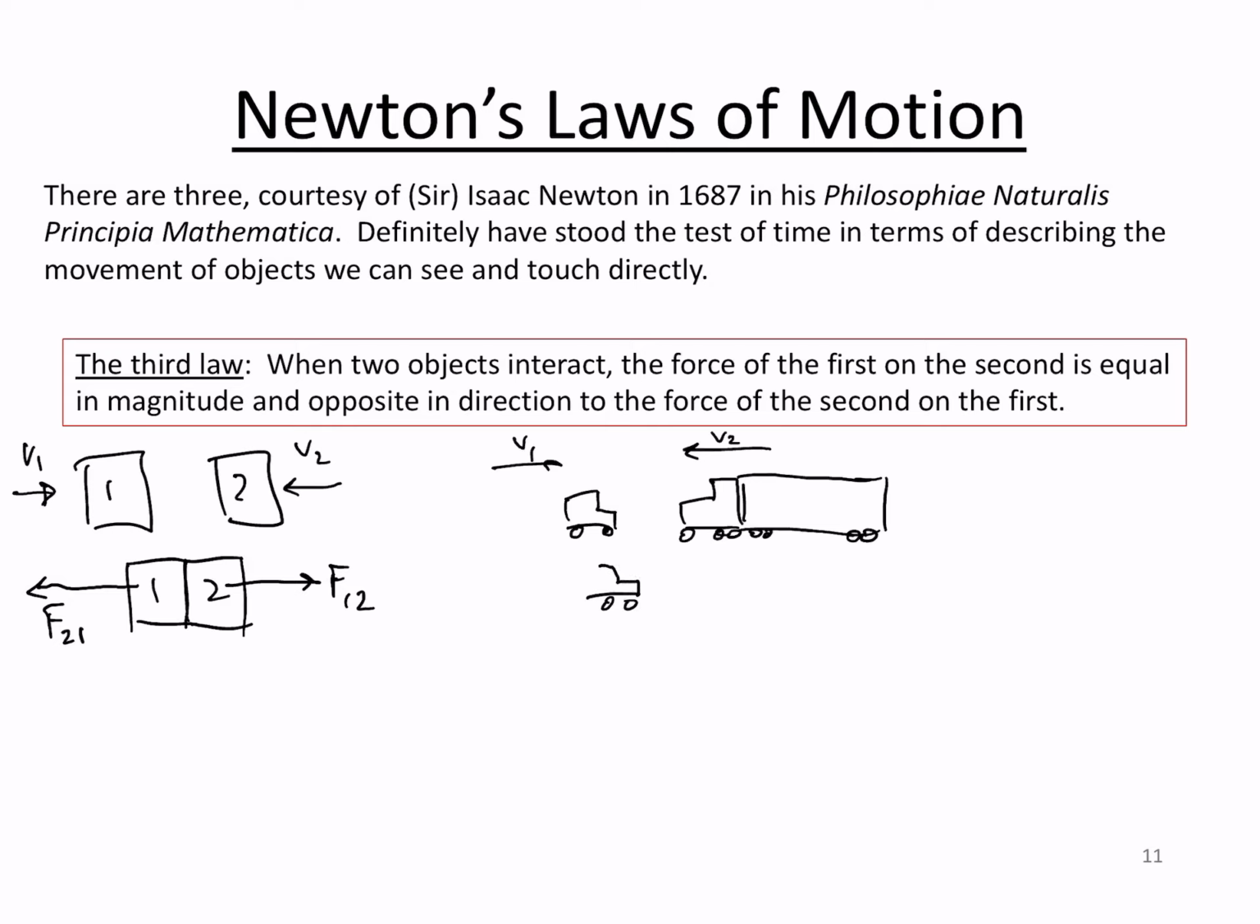And then what the third law tells us is that they will exert forces on each other that are equal and opposite in direction to one another. All right? So the semi will get a force on it that is some number of newtons, and the Honda will receive that same force but opposite in direction. So negative F in the notation that I'm using there.